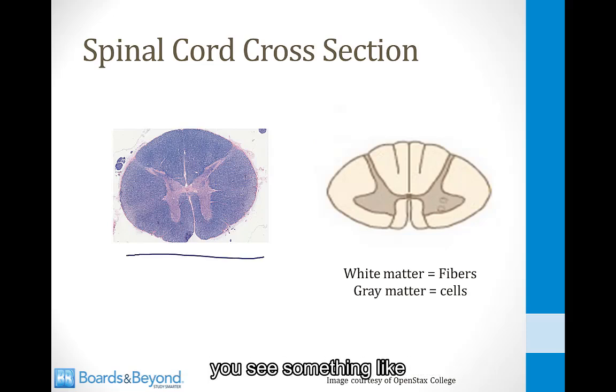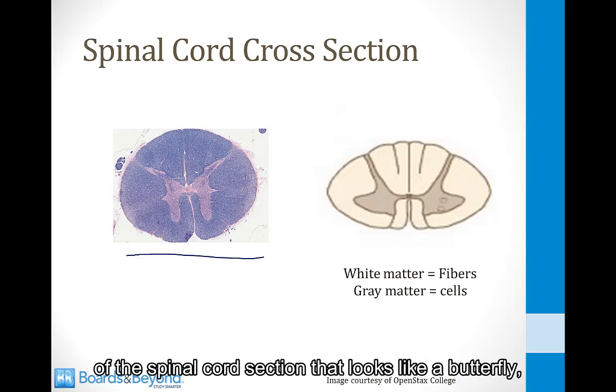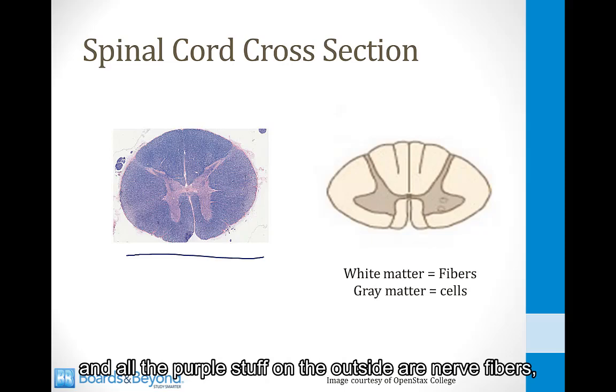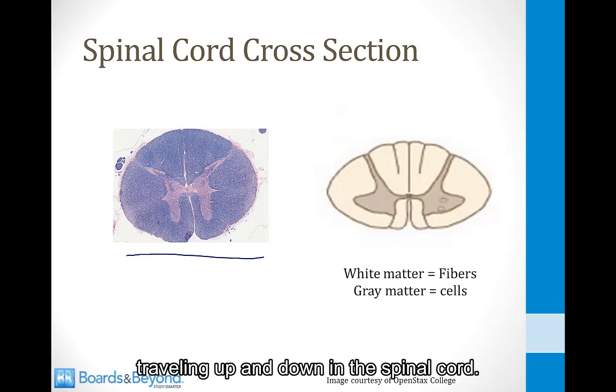If you take a slice through the spinal cord, stain it and put it under the microscope, you see something like what's on the left side of the screen. There is a structure in the middle of the spinal cord section that looks like a butterfly, and that is composed of nerve cell bodies. All the purple stuff on the outside are nerve fibers traveling up and down in the spinal cord.